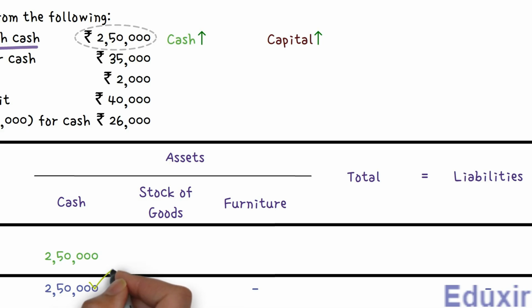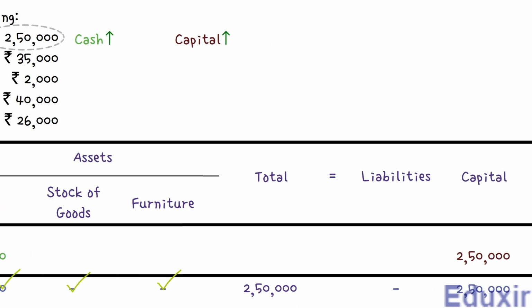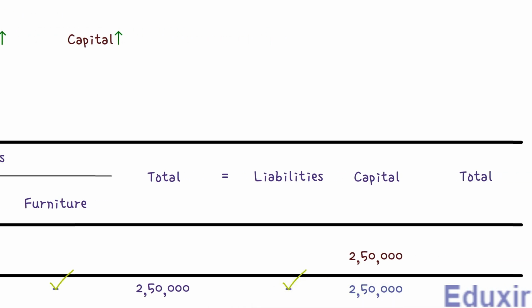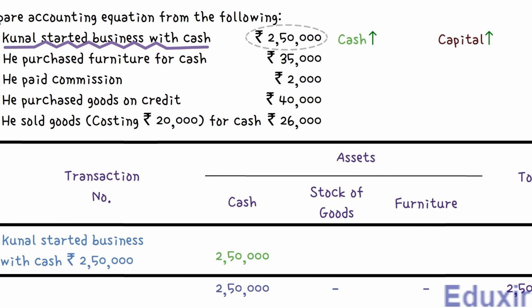Now, the total of all the assets available with the business is equal to 2,50,000 rupees. Similarly, the total of liabilities and capital is also 2,50,000 rupees. So, the left hand side total is equal to the right hand side total. With that, we have recorded the first transaction in the accounting equation table. Let's now proceed with the analysis of the second transaction.